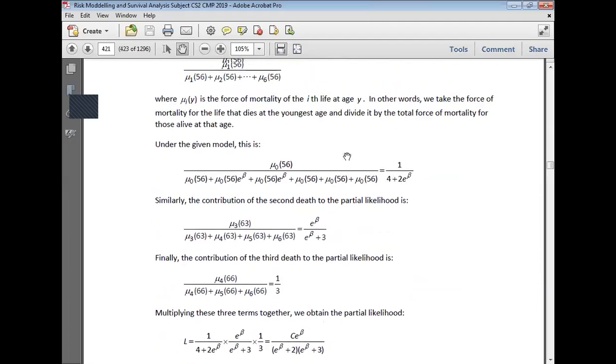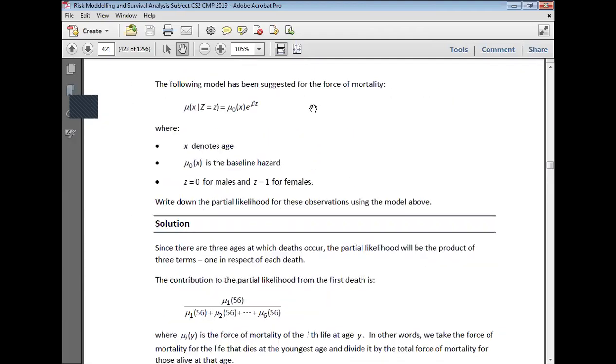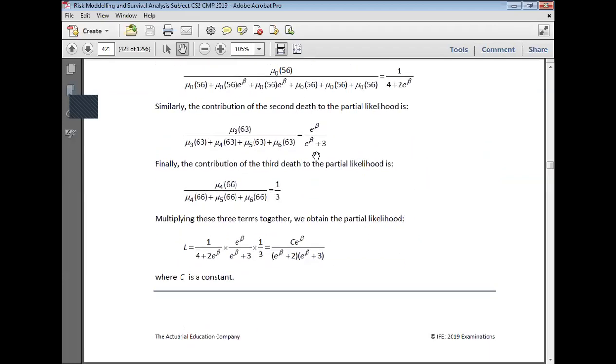So if we have a look at our question, the second death happened at the age of 63. So we know that the number of people alive at that point in time were only 4 people, right? So this particular person died and this particular person got censored. So we don't take these two into account. So we'll have 1 e raised to beta and then 3 plus e raised to beta basically in the denominator. And that is what you see here. And again, e raised to beta in the numerator, to just take into account the fact that the person who died was female.